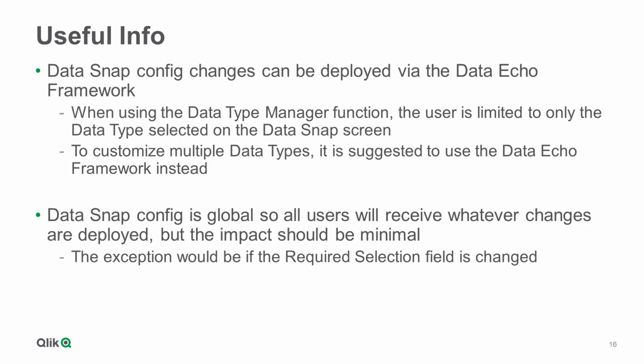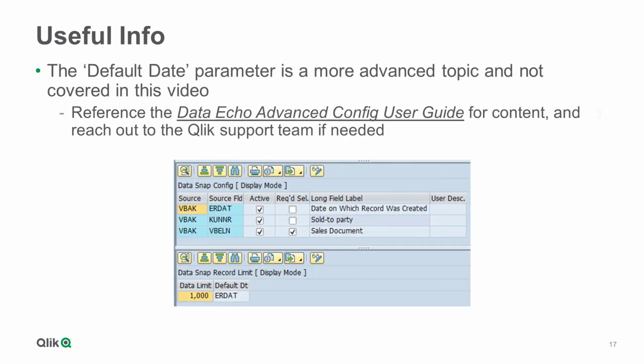The notable exception is if the required selection setting is changed. This may create some frustration for users since they may be forced to apply criteria that they do not know or have. The default date parameter is a more advanced topic and is not covered in this video. Relevant content is available in the DataEcho Advanced Config User Guide, and of course you can reach out to the Qlik support team for further information if needed.